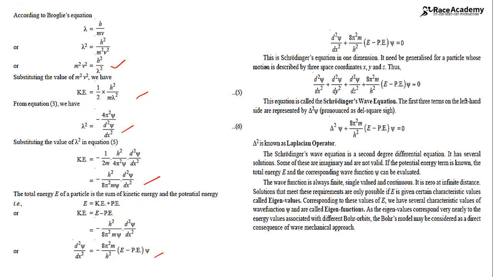And finally, the Schrodinger wave equation for all the x, y, z coordinates is given as del square psi by del x square plus del square psi by del y square plus del square psi by del z square plus 8 pi square m by h square into E minus PE into psi equals 0. And after that, they developed the Laplacian operator and so on. Okay.